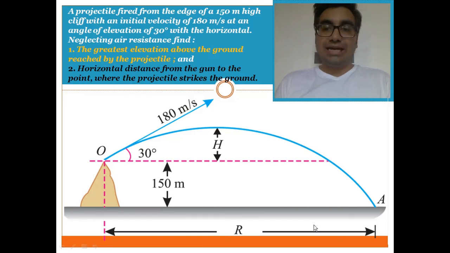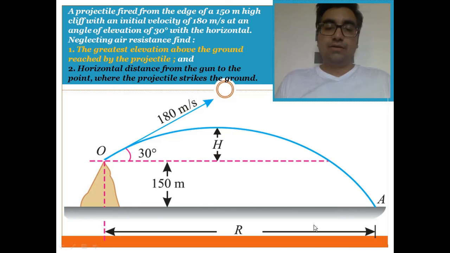Now let's do the last question of this video lecture. A projectile is fired from the edge of a 150 meter high cliff with an initial velocity of 180 meter per second at an angle of elevation of 30 degrees with the horizontal. Neglecting air resistance, we are supposed to find the greatest elevation above the ground and the horizontal distance from the gun to the point where the projectile strikes the ground.